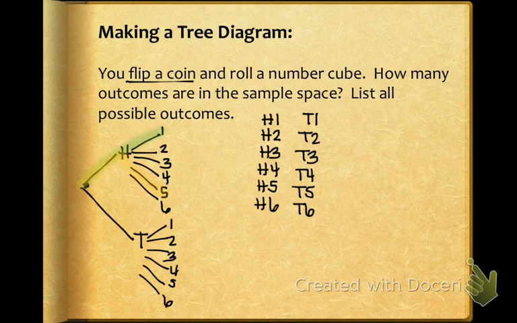How many are in my sample space? How many outcomes? There's 12. 12 possible outcomes. We know that because we can count them up. And you could also just go to the end of all your branches and count up how many branches you had at the very bottom altogether. 1, 2, 3, 4, 5, 6, 7, 8, 9, 10, 11, 12. There was 12 outcomes. The very edge of the tree is going to give you all the different outcomes.